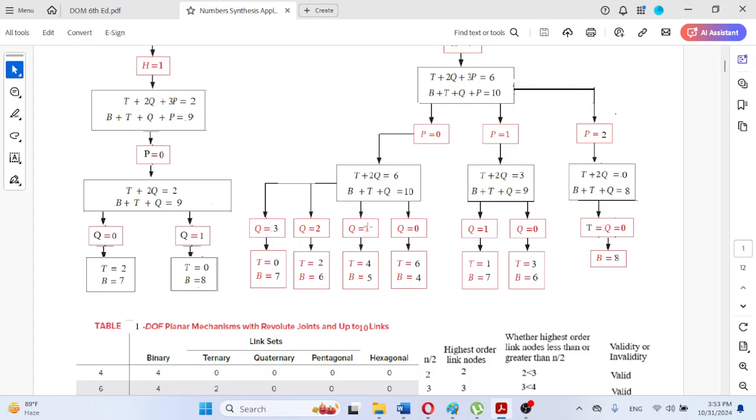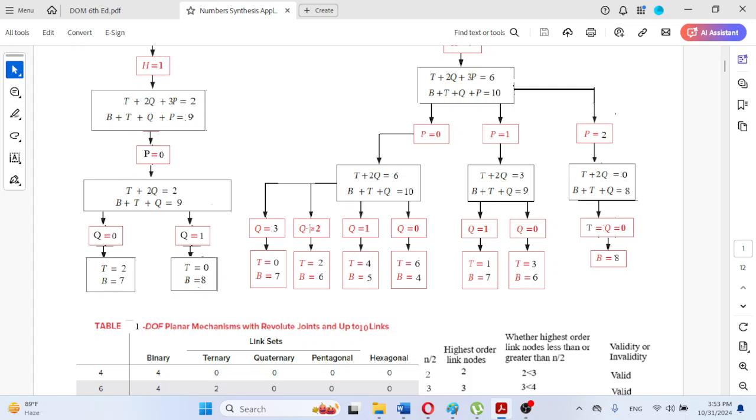Again, if q is equal to 1, so in this equation t plus 2 is equal to 6, so 6 minus 2, t is equal to 4, and the lower equation will give that q is equal to 1 and t is equal to 4. That means 4 plus 1 is 5, so 10 minus 5, the binary link will be 5. So here binary links will be 5, ternary links will be 4, and quaternary link will be 1, so 5 plus 4 plus 1. So in this way the total number of links 10 has been satisfied again.